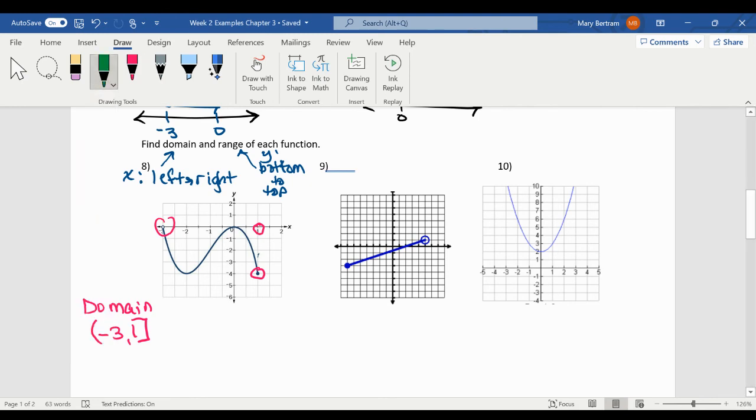Okay, the range, we're going to look at it in a similar way, but we're going to go bottom to top, and we are looking at the y values. So remember, domain, x values; range, y values. What's my lowest y value? Well, it's -4. It is touching here with a filled in circle. Even if this had been open, because it's touching over here, we would count it. So that's going to be -4 with a bracket.